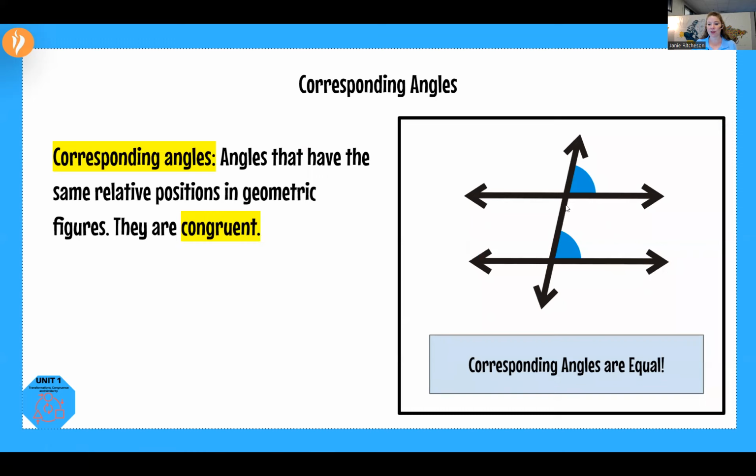Corresponding angles. So when you have a transversal that crosses two parallel lines, you then have corresponding angles. So that means they're in the same position on both parallel lines. So these blue angles are corresponding angles, and corresponding angles are equal. Here we have a big obtuse angle. It would correspond with this angle here. This acute angle would correspond with this one down here. And then underneath the blue angles, this big obtuse angle corresponds with this angle down here on the other parallel line.